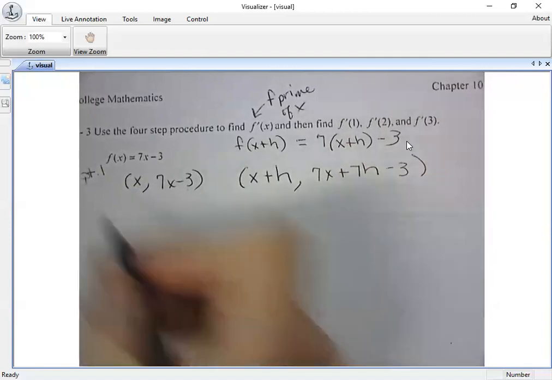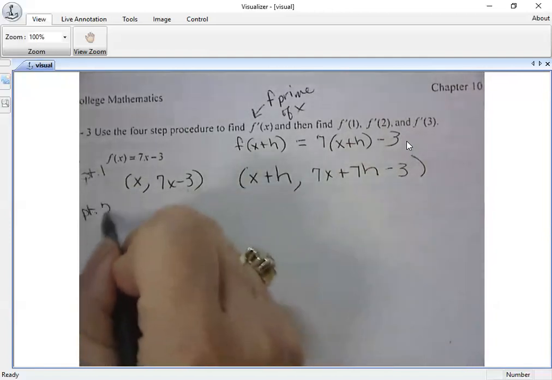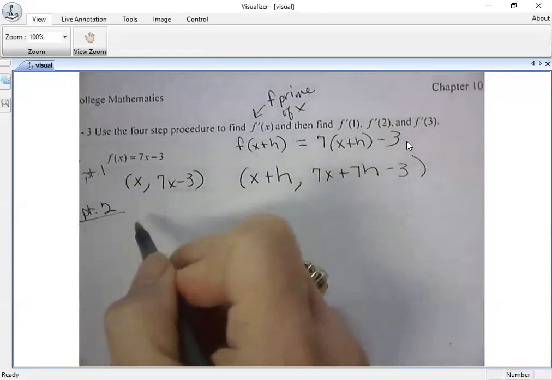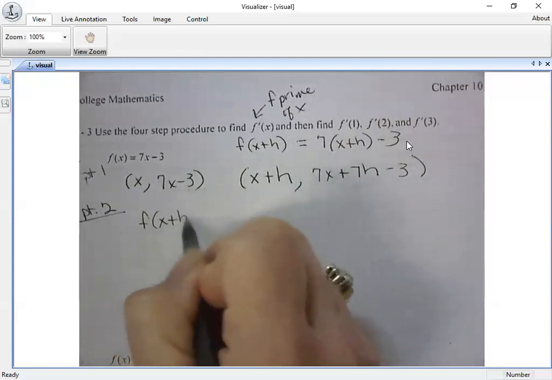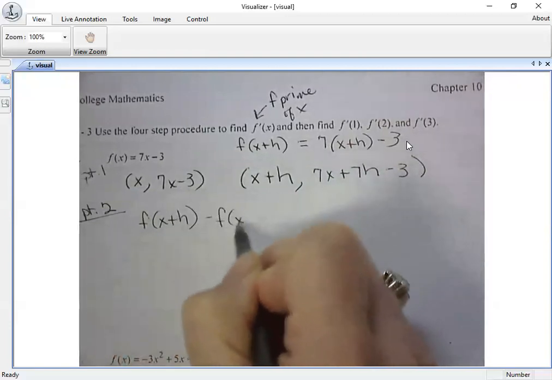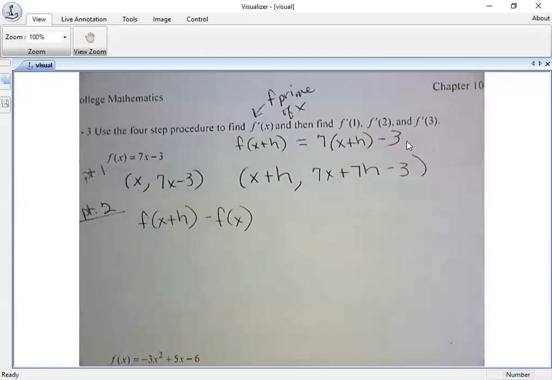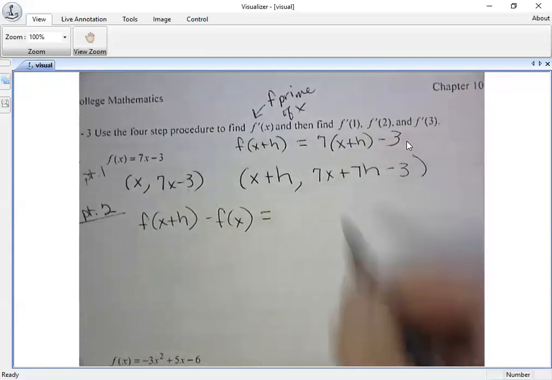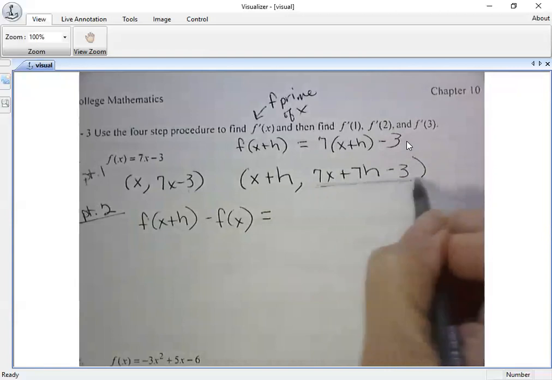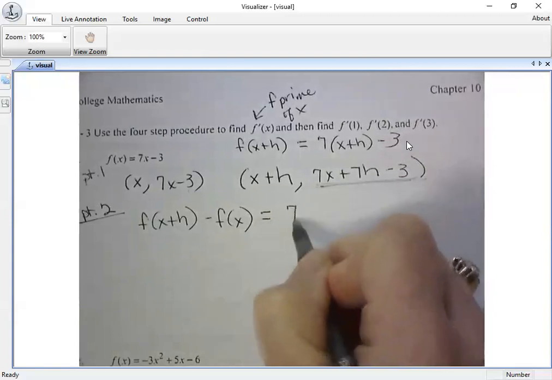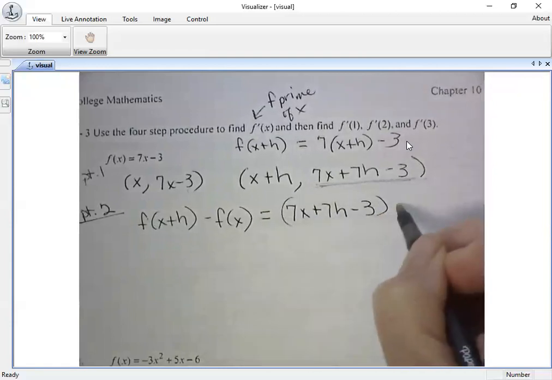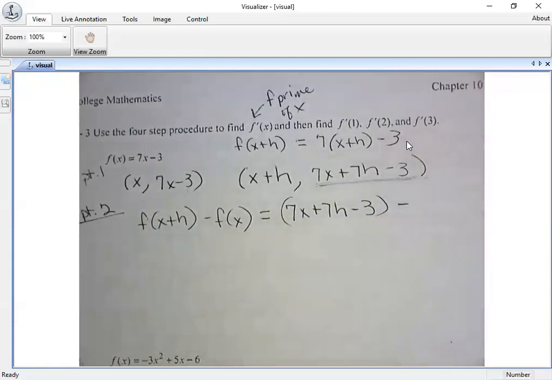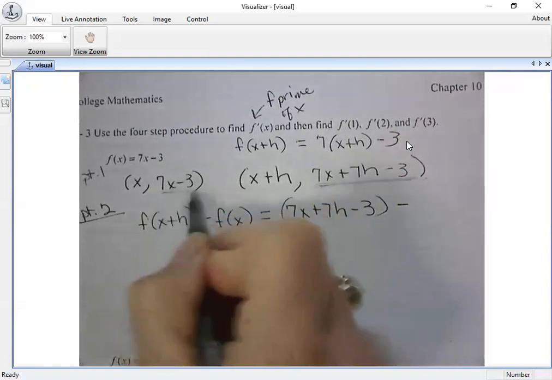They're saying part 2 is the step where you just find the numerator that belongs in the fraction. You want to see what f of x plus h minus f of x is. You're finding your difference in your y values. So if that's the case, I'll take my f of x plus h, which is 7x plus 7h minus 3, and I'm going to subtract what from it? What's the y value in the other ordered pair? 7x minus 3. Very good.